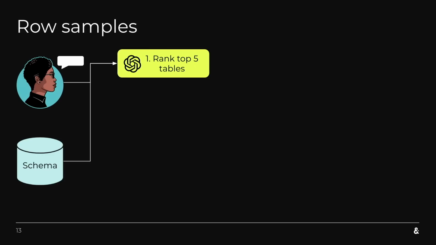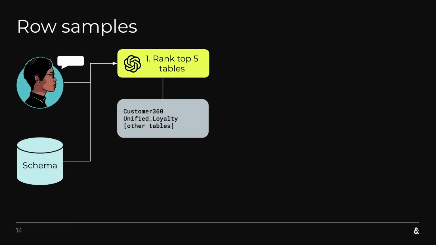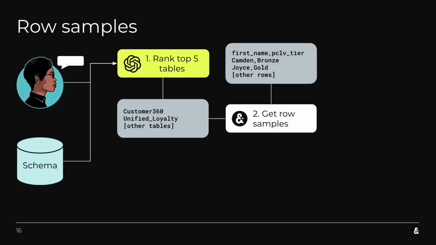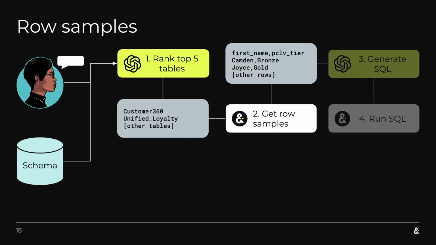So our first approach here was to take an intermediate step with GPT-4o to rank the top 5 tables and grab the samples of those tables. So this approach takes the user's question and the database schema, passes it to GPT-4o to rank the top 5 tables, which in this case will include the Customer 360 table and the Unified Loyalty table. Then we pass those to Amperity's internal query engine to get row samples of those tables. And we pass all of that context to the generate and run SQL steps that we had before. But in this case, we're not going to get the right answer.